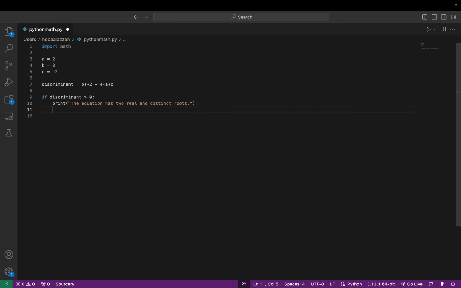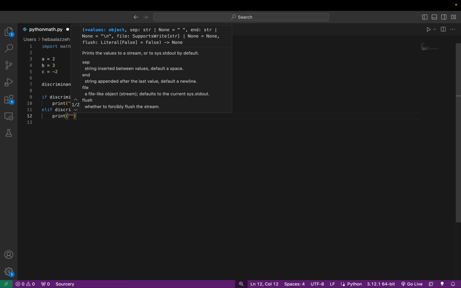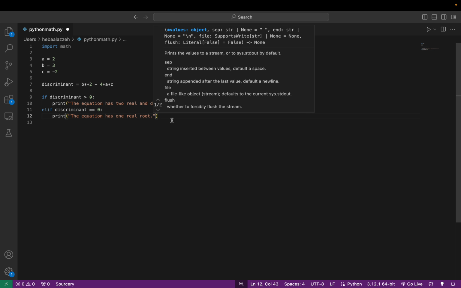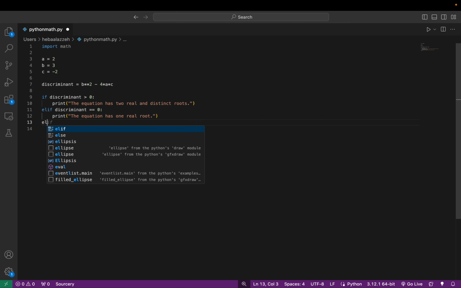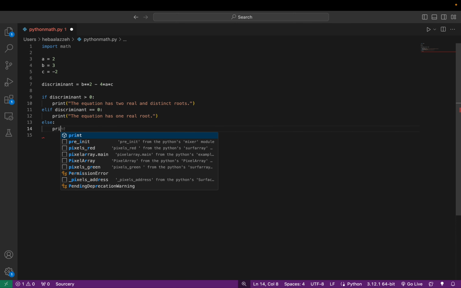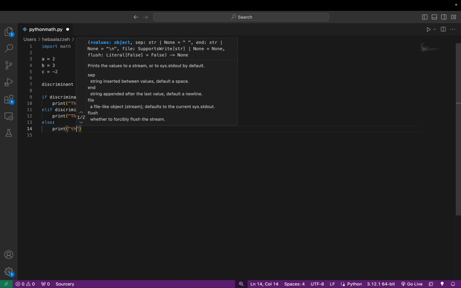Now, I'm also going to check using an elif statement, else if the discriminant is equal to 0. In Python, you use the equals operator as a comparison. And if it equals 0, that means I'm going to have to print that the equation has 1 real root. All right, and then we have our last statement, which is going to be an else. So this is going to be our final thing that we check for. Else, if it doesn't meet these two conditions, it's going to go down here and we are going to print that the equation has no real roots.